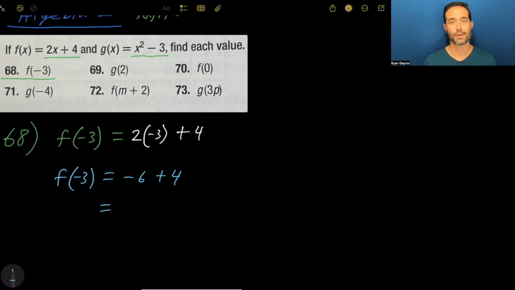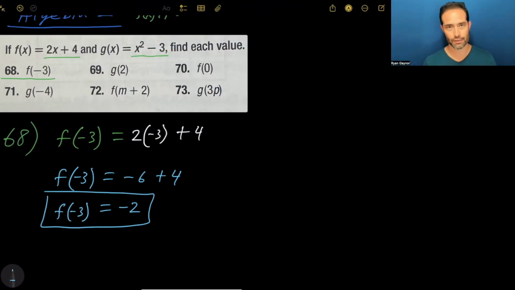So what I like to do is I like to think about this like money. Negative 6 means I borrowed $6. And let's say I'm paying my friend back, but I only have $4 at the moment. So I give them $4. So that means I still owe them $2, which means negative $2. So negative 6 plus 4 is negative 2. So f of negative 3 is equal to negative 2. Basically what that means is what will happen if you plug in negative 3 for x into the f of x equation, which was the 2x plus 4.